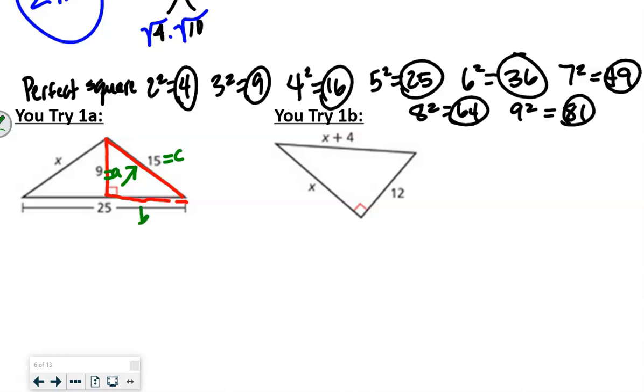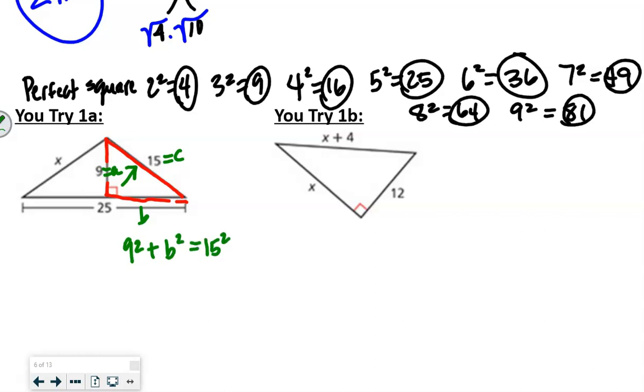So here we go again. Not that y'all can read that very well. This is equal to A. All right, so we're going to do 9 squared plus B squared is equal to 15 squared.